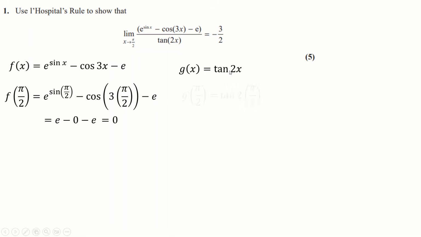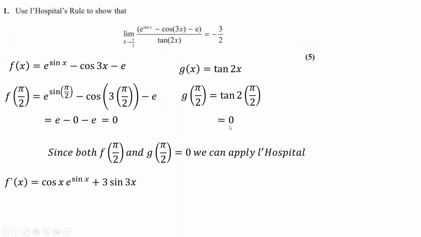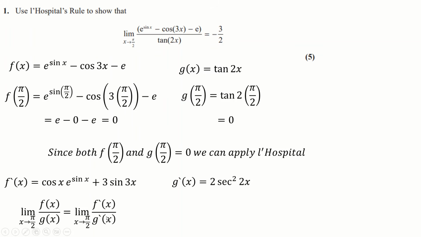We're hoping for this to be 0 then. And of course, tan of 2 times pi over 2 is just tan of pi, which is 0, so both go to 0. Therefore, we can apply L'Hôpital's rule, and we can say that the limit as x tends to this number of f of x over g of x is the same as the limit as x tends to the same number of f dashed of x over g dashed of x. So find f dashed and g dashed, which is this and this.